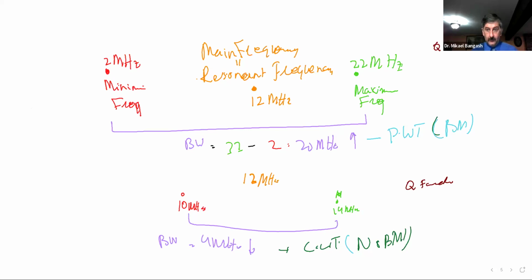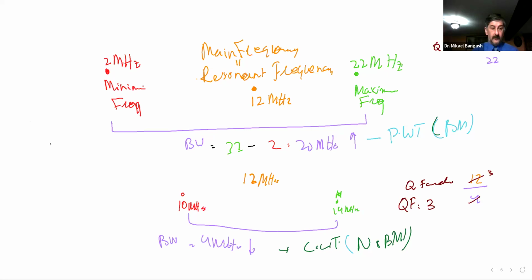Now what did we say? We had a resonant frequency, or a main frequency, of 12 megahertz. But here, what did we have? We had a great bandwidth of 22 megahertz. Whereas over here, we had a main frequency of 12 megahertz, but a bandwidth of only 4 megahertz. Now here is straightforward. We can say our quality factor is going to be 12 divided by 4, which is 3. So here our quality factor is 3.